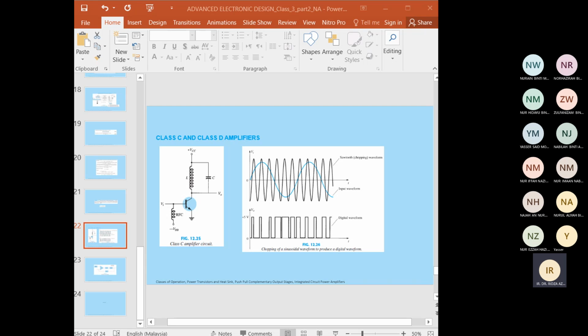So for the Class D amplifier, a Class D amplifier is designed so that it can operate with a digital pulse type of signal, because the Class D gives the output in terms of pulses, and efficiency of over 90% is achieved using the Class D amplifier. So this is quite a desirable power amplifier. However, it will convert any input signal into a pulse type of waveform.